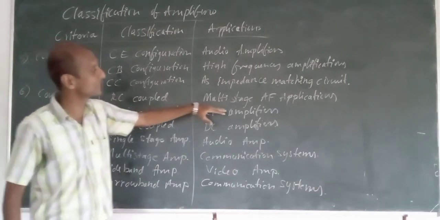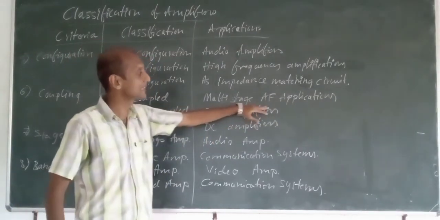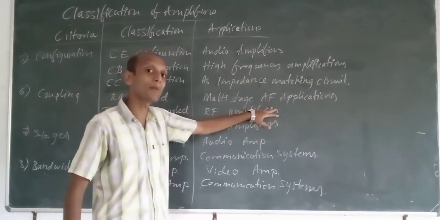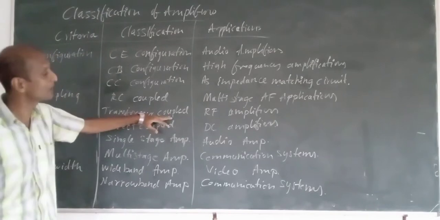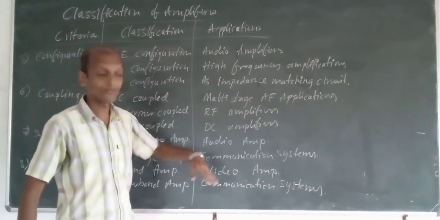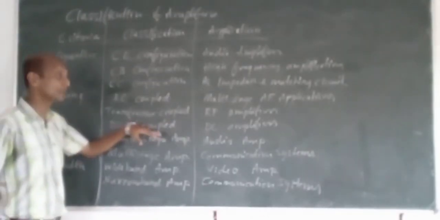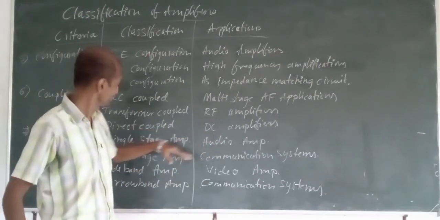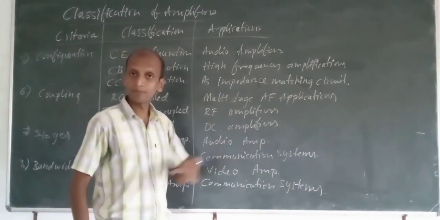RC coupled amplifiers are used for multi-stage AF applications. Multi-stage AF means audio frequency applications. Then transformer coupled amplifiers are used for RF, radio frequency amplifiers. And direct coupled amplifiers are used for DC amplifier applications.